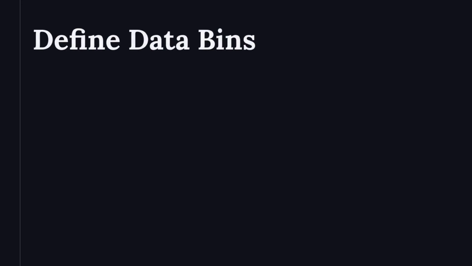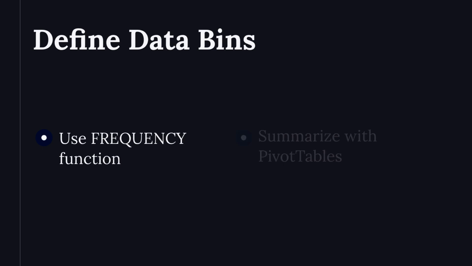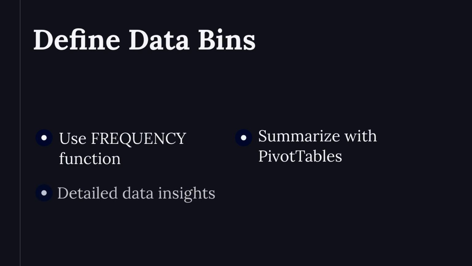Define bins and use the frequency function to count occurrences. Pivot tables can also summarize categorical data. These tools provide detailed data distribution insights. Frequency tables are essential for understanding data patterns. Now, let's move to correlation analysis.